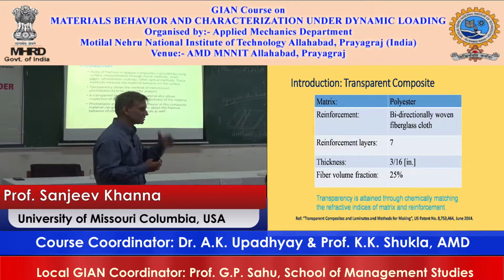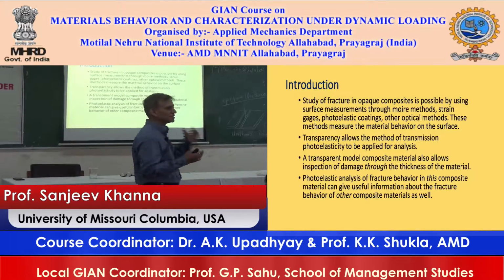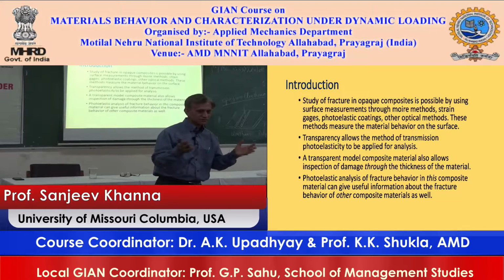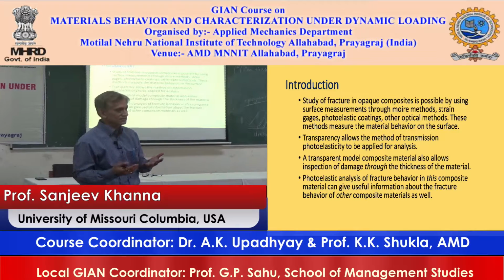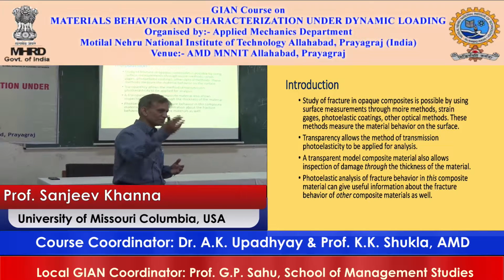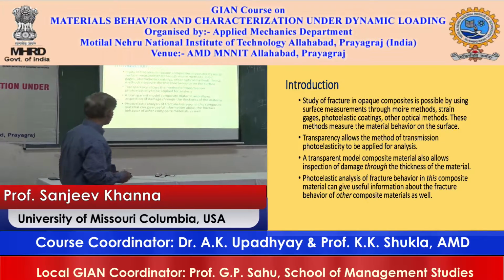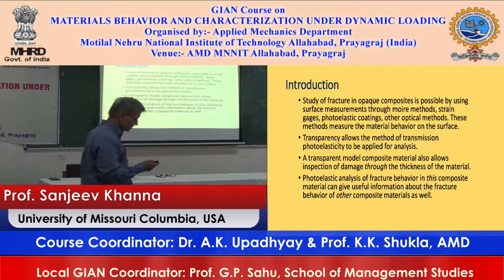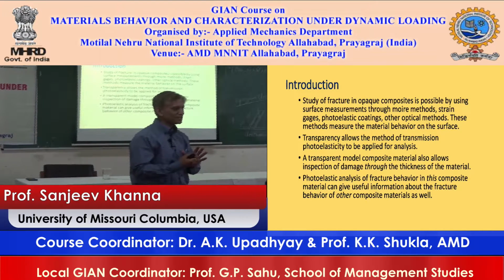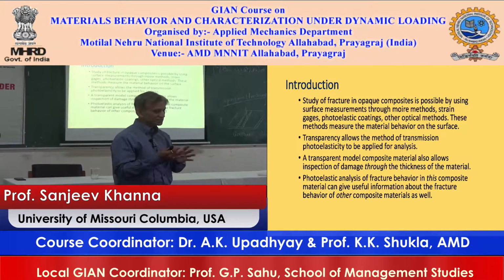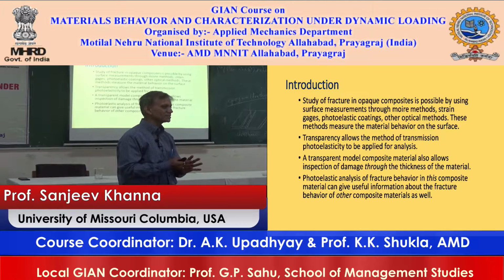Now glass is transparent. The polyester or epoxy is also transparent, but when you add them together, they become opaque. The refractive indices of the glass and the polymer are different, so there is too much light scattering, and you do not get light transmission through the sample. So you can use something called photoelastic coatings to figure out the stress state on an object, through the use of these coatings on opaque material.